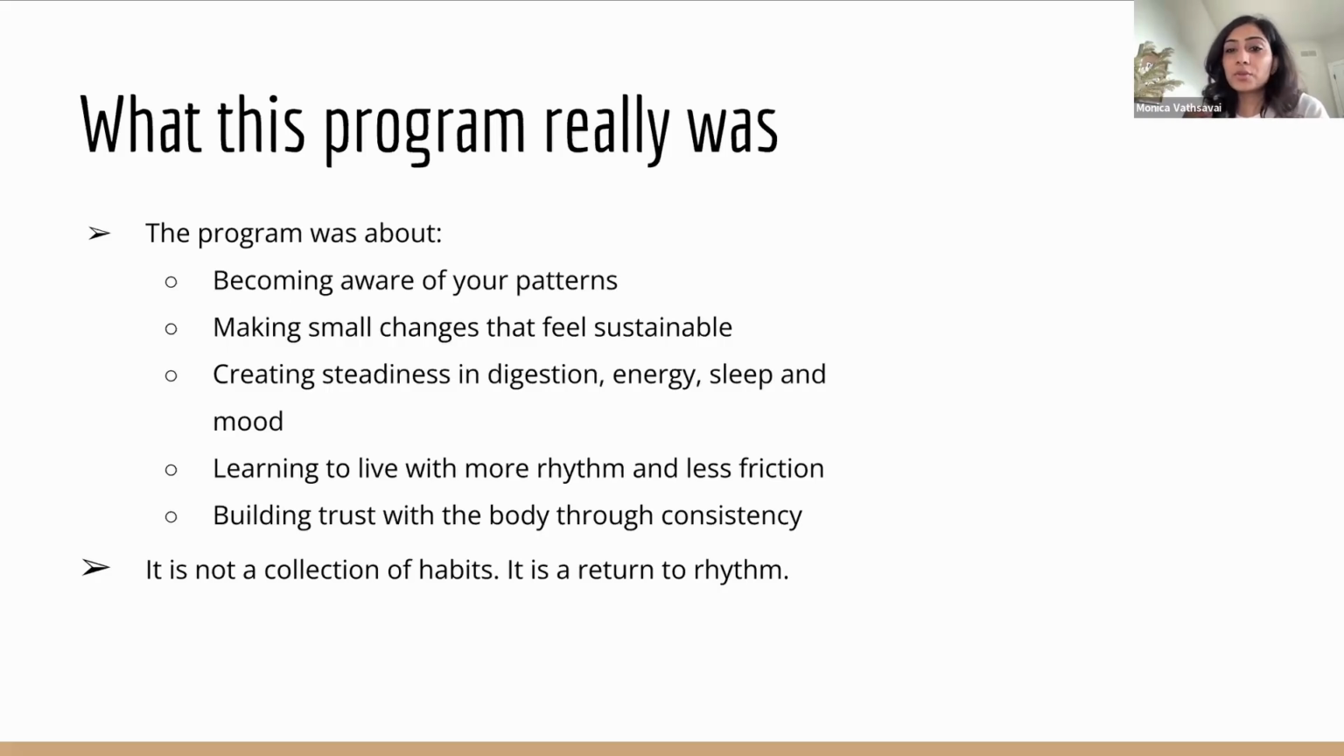All right. So the body is constantly paying attention to timing, the timing of things. It wants to know when the food is coming, when activity is happening, when rest is happening, and when it can repair.